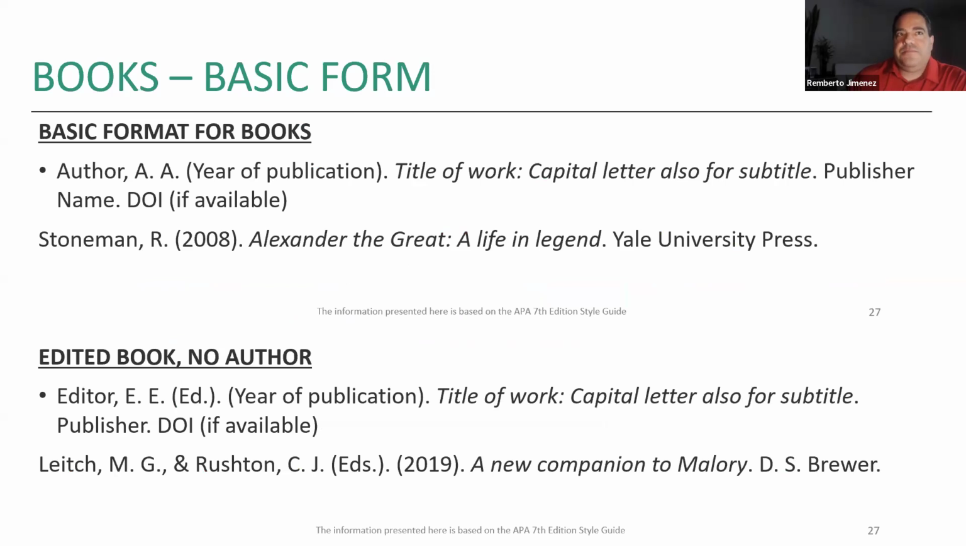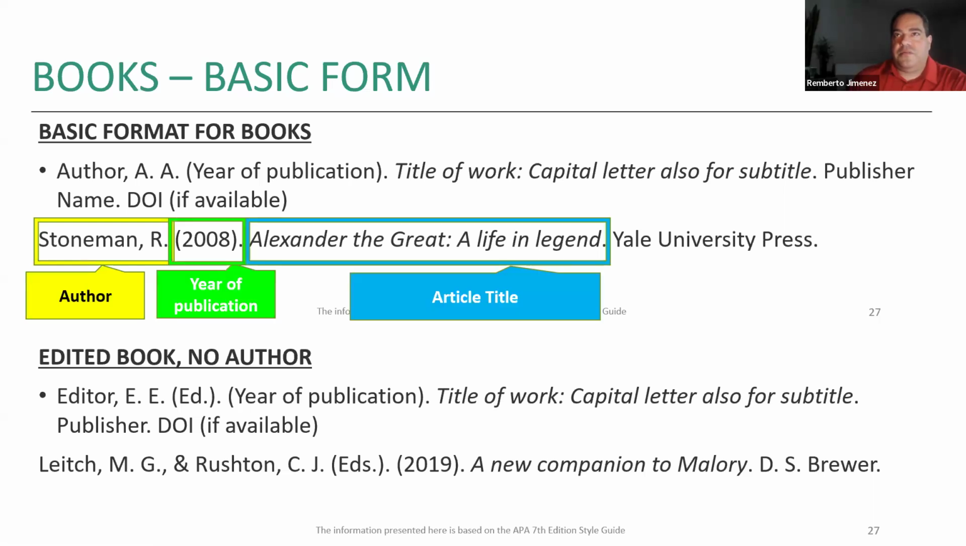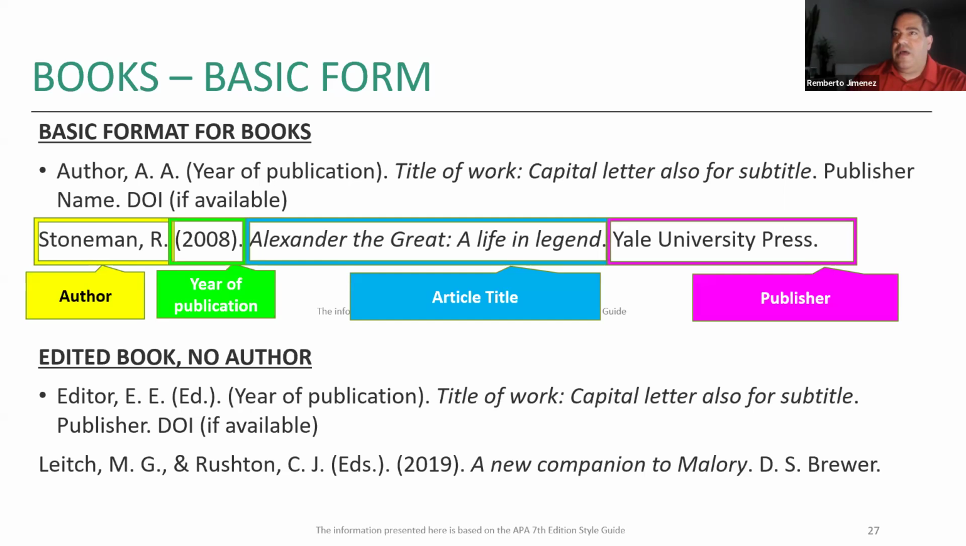If it's a book, again, you'll see that a book doesn't need to include all that, but it still includes the basic elements: the author, the year of the publication, the title of the work, publisher name in this case, which is different, and a DOI if available, if it's an ebook. If it's not included, then, for example, author, year, article title, and the publisher.